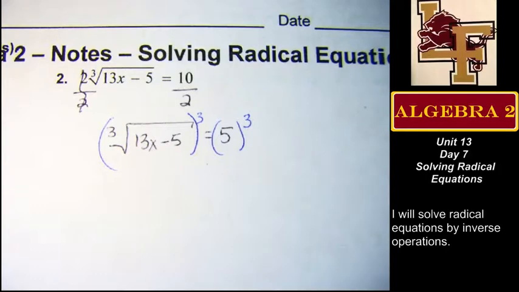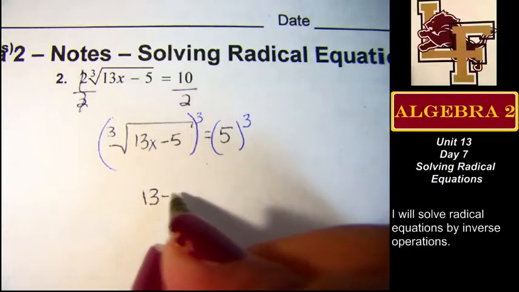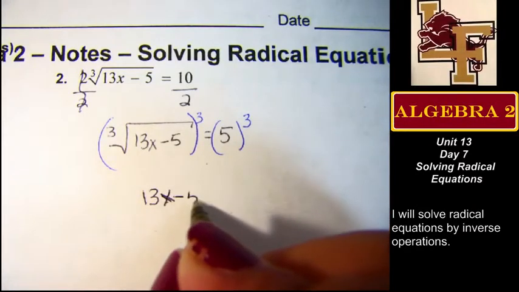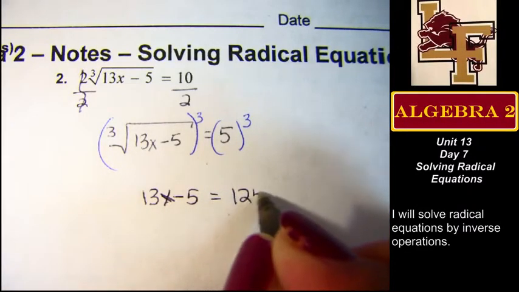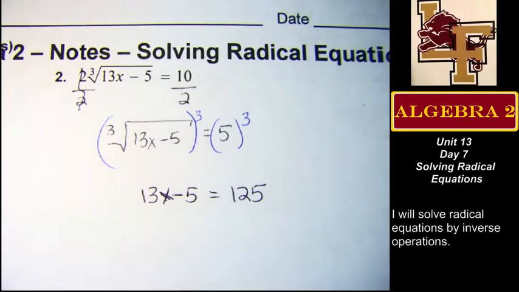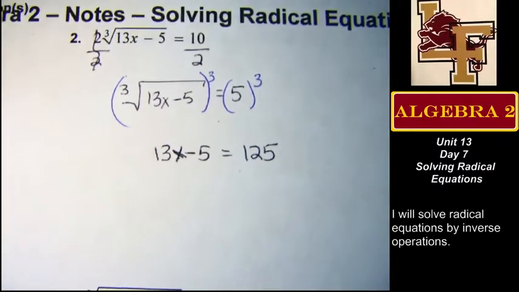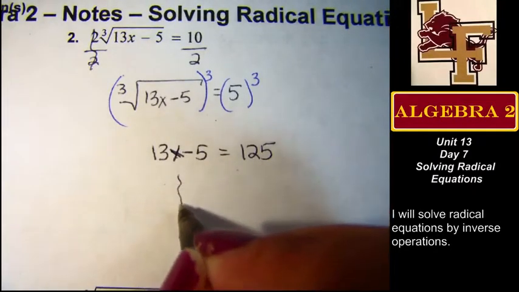The cube power next to the cube root make them cancel each other out. I'm left with just the stuff inside of that radical symbol. And now that's an equation that's easy to solve. Right? Add 5 to both sides, divide by 13, we're done? Okay, you all can finish this out on your own.